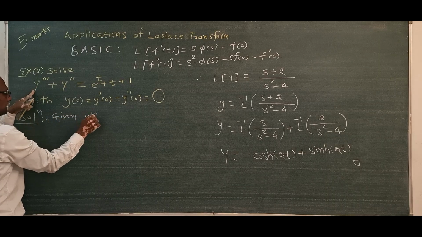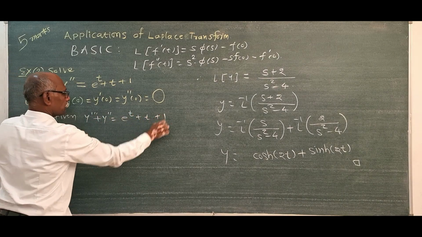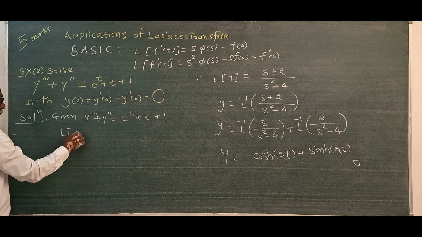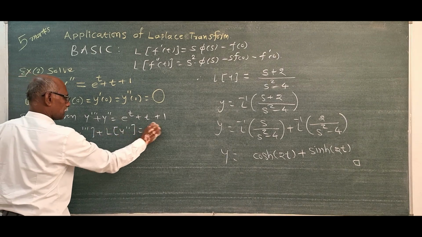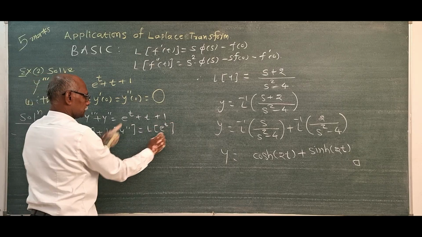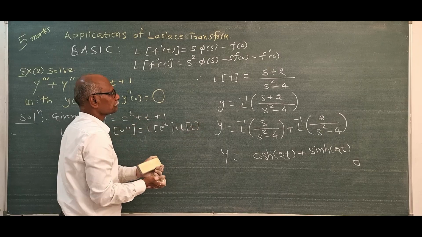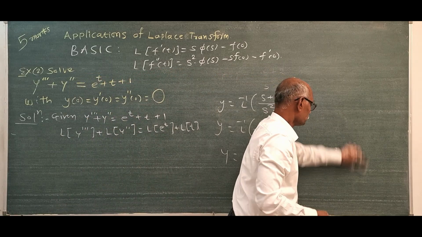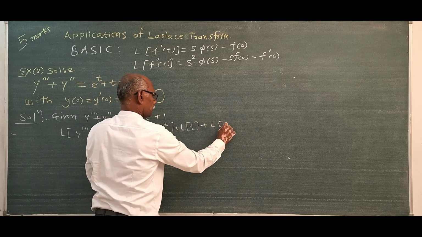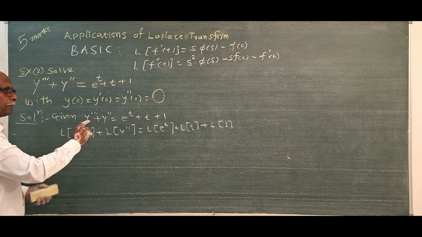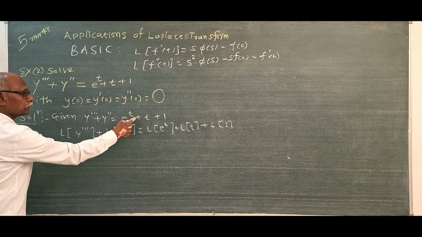Given y triple dash plus y double dash is equal to e to the t plus t plus 1. So Laplace of y triple dash plus Laplace of y double dash, and plus Laplace of e raised to t, plus Laplace of t, and plus Laplace of 1. So everywhere I am writing Laplace. By using the linearity property we can separate the addition like this.